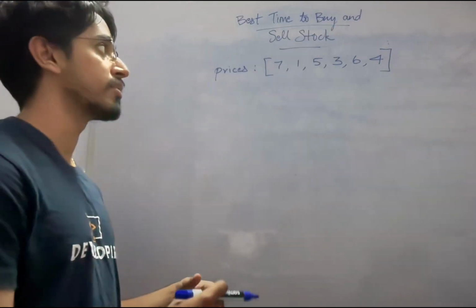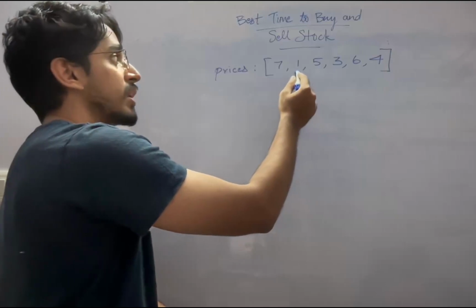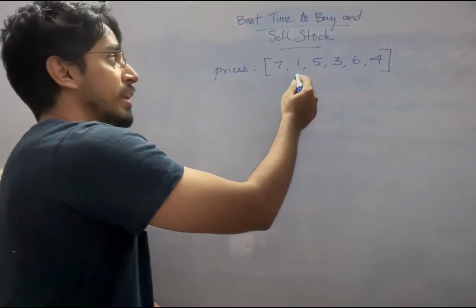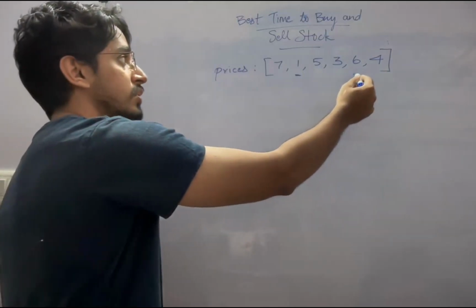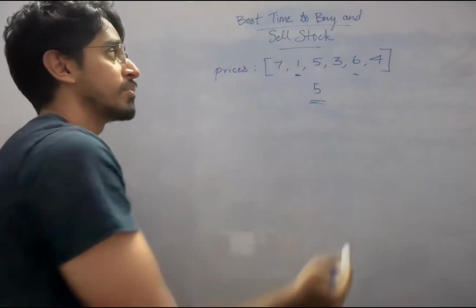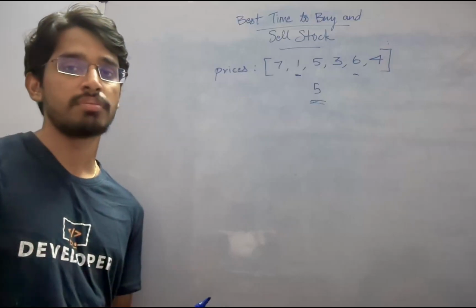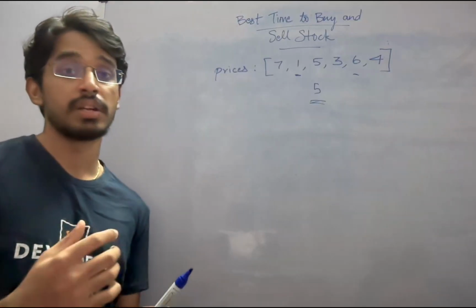If I just tell you what the answer is, you see that if I buy at this particular date, at 1, and if I sell at 6, what is my profit? 6 minus 1 is 5. So I return the maximum profit. This is a fairly easy problem, but we just need to solve this in a very efficient way.